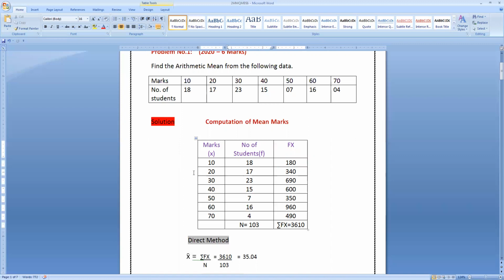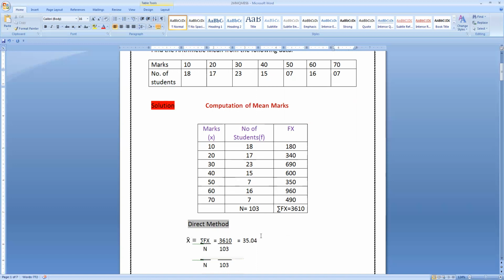10 into 18 is 180. 20 into 17 is 340. 40 into 15 is 600. 50 into 7 is 350, 60 into 16 is 960, and 70 into 4 is 280. So the total of all fx is 3610, and the total frequency is 103.